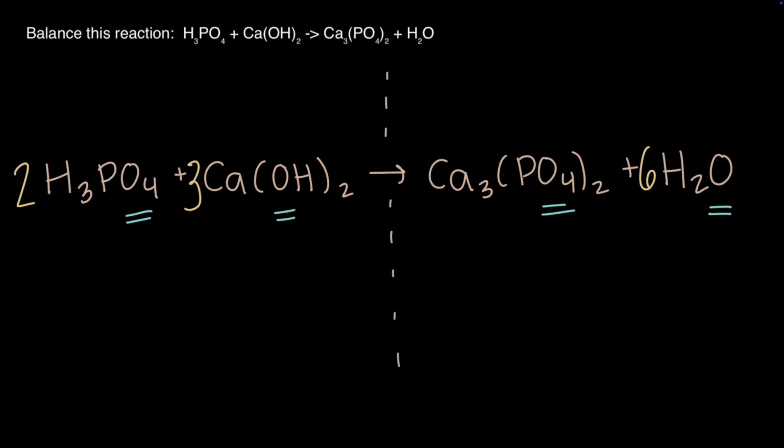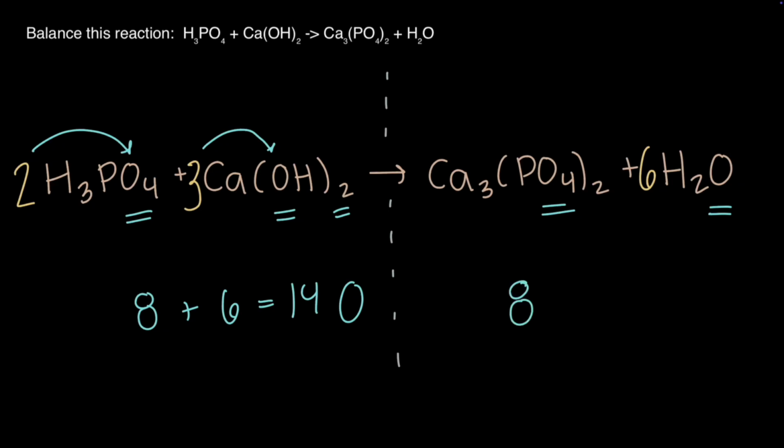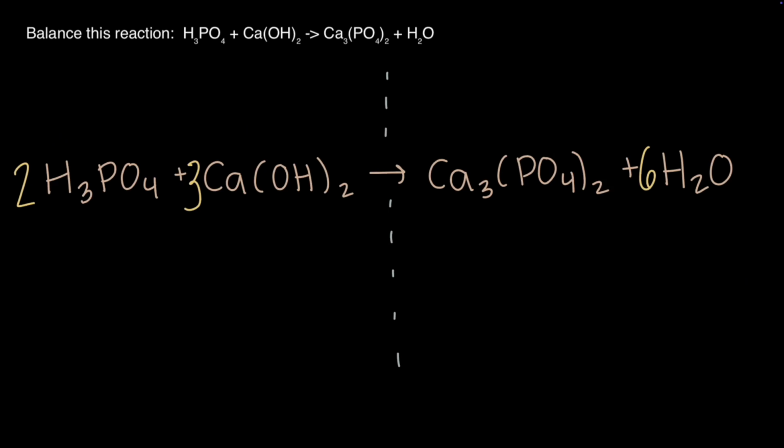On the left side, we have 8 oxygens from 2H₃PO₄ and 6 oxygens from 3CaOH2 to make 14 total on the left side. On the right side, we have 8 oxygens coming from Ca₃PO₄ and 6 oxygens coming from 6H₂O to make 14 oxygens on the right side. Oxygen is balanced as well. We can recheck all elements. We have 12 H's on each side, 2 P's on each side, 14 O's on each side, and 3 Ca's on each side.